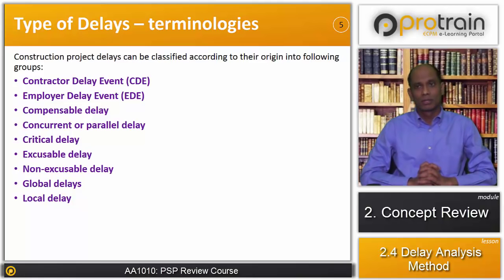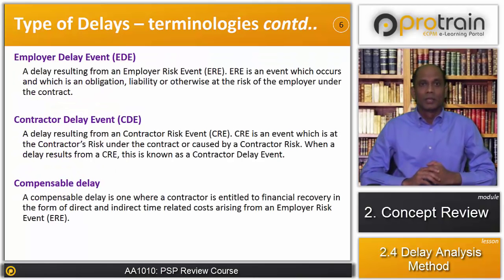Now let's talk about each type of these delays in full detail, starting with employer delay event. So what is an employer delay event? A delay resulting from an employer risk event is called an employer delay event.